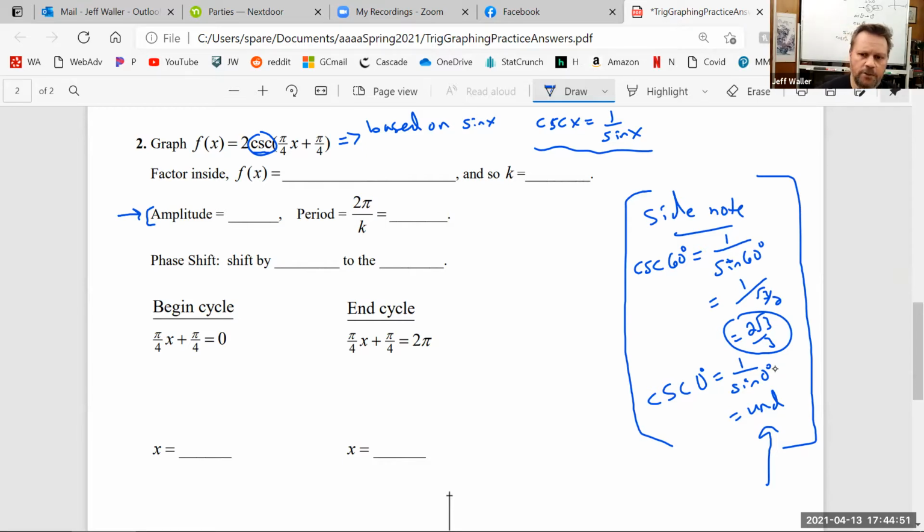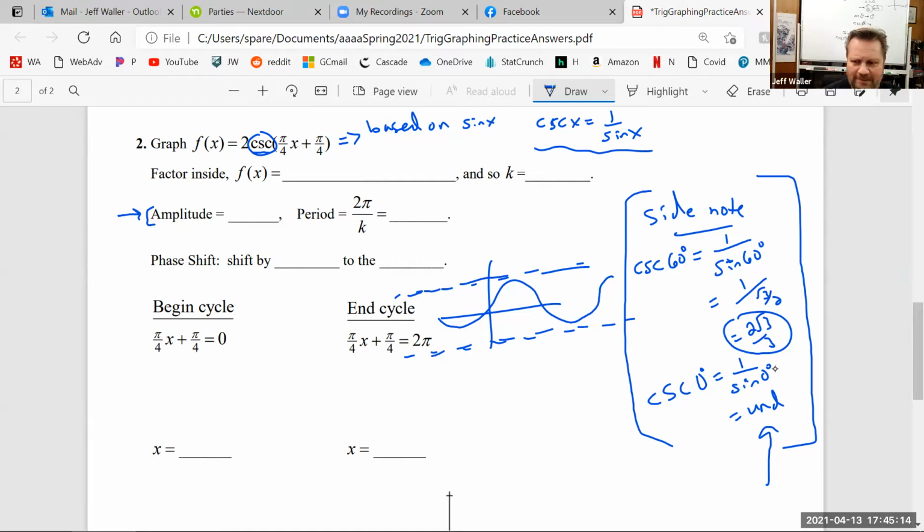Does that make sense? Here's sine, right? Would you call sine contained? Do you guys understand what I mean by contained? Would you say that sine is contained? Yeah. Does it have a maximum and a minimum? Yes. Cosecant, does it have a maximum? No. Because it goes to infinity at some places, and it goes to negative infinity at other places.